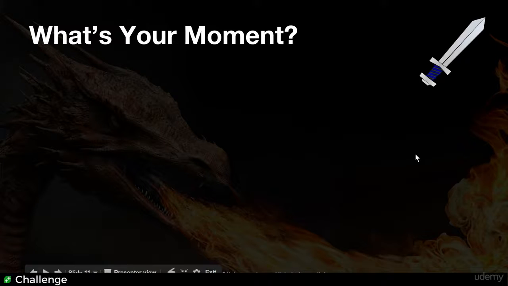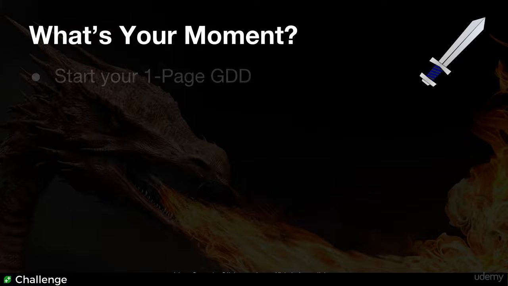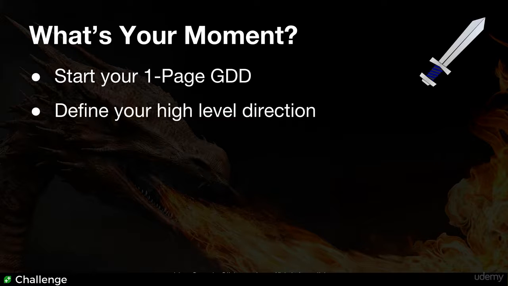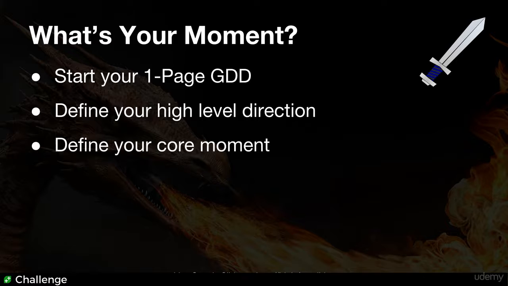Which leads me to the challenge part of this lecture. I want you to start your one-page GDD. If you haven't already, grab the template that I've created on Google Docs and define your high-level direction as we just did with the genre and the thematic setting, etc. So you know this is the general type of game that I'm making. And importantly, define your core moment. And that's just one sentence on what your moment is going to be. What are you building first in your development?